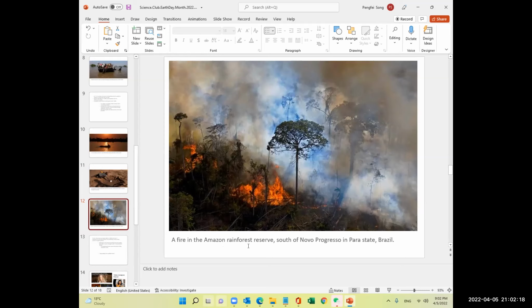Wildfire in rainforest. Again, I think Christine mentioned that sometimes the fire is not wildfire; it's just intentional. Like people wanted to clear the land, right, to do some things.